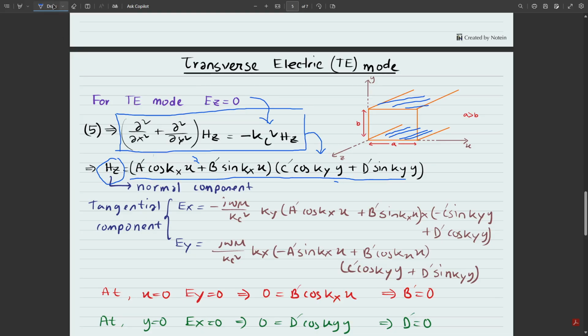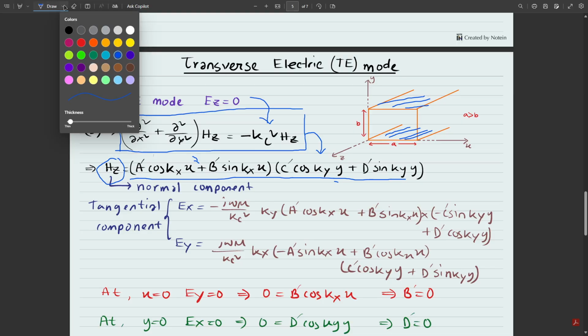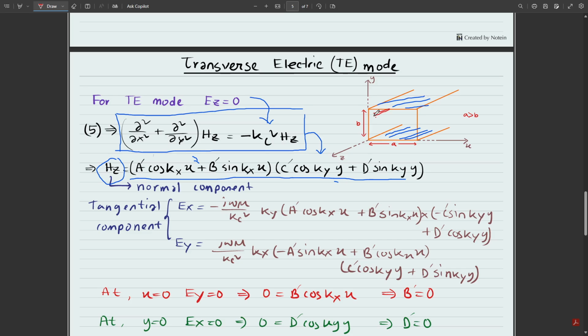In this way, we can get it for this one. For this plate, the tangential component is Ey, and at x equals 0, as this is a perfect conductor, the metallic plates are perfectly conducting, there will be no tangential component of the electric field.